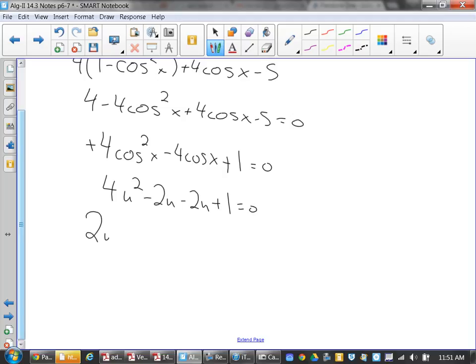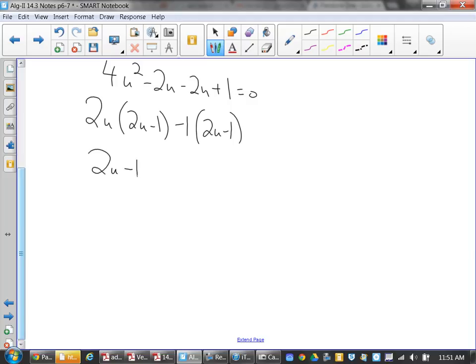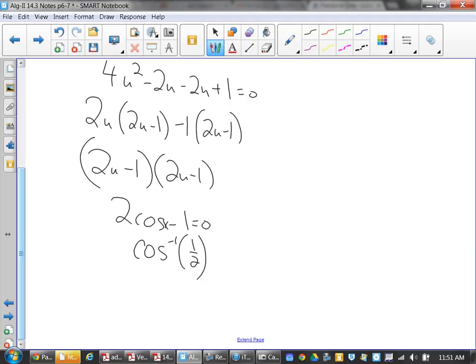Factor out your GCFs. Take out the negative 1. And lo and behold, you end up with the same solution again. So it's 2u minus 1, 2u minus 1. So 2 cosine x minus 1 is 0. What angle has a cosine value of 1/2? Cosine is positive in the first quadrant, adjacent over hypotenuse, pi over 3. And where else is cosine positive? Down here, and that'll be at 5 pi over 3. Those are 2 answers within 1 revolution. Cool.